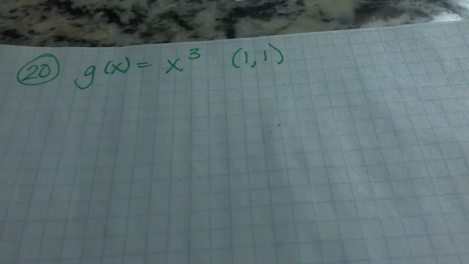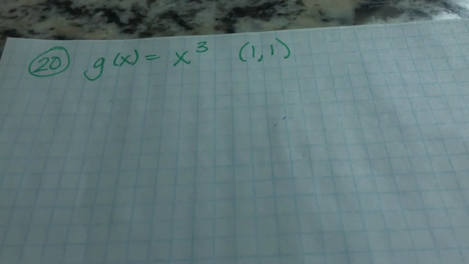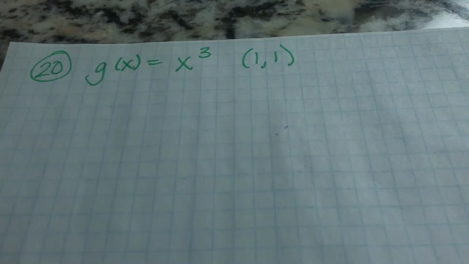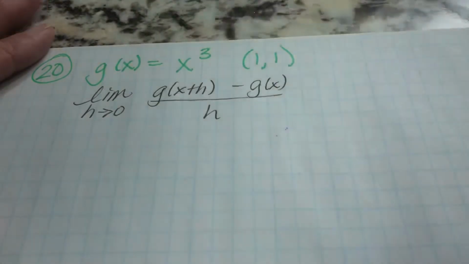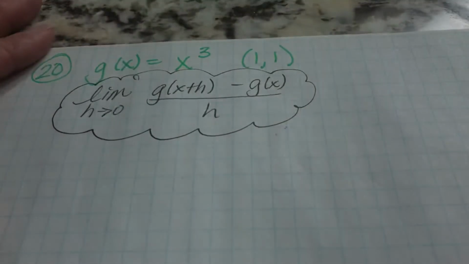Okay, this is number 20. 20 is the hardest one, hands down, on this whole thing, because we're still using the definition. So we're plugging into the limit as h goes to 0 of, it's usually f of x, but in this one I'm going to write g of x plus h minus the original g of x, all over h. That's the formula that we have to use.